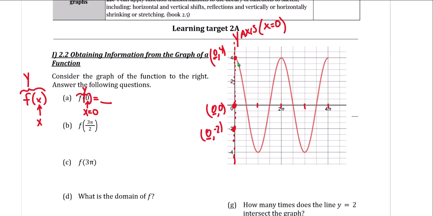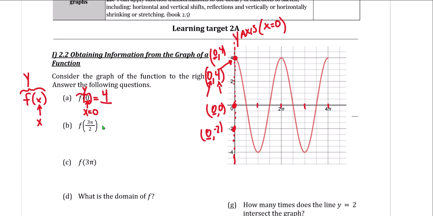And of course, this graph intersects that y-axis at this point right here. That is also known as the y-intercept of this function, and the y-intercept is 0, 4. So again, when x is 0, the output value, the y value, the f of 0 value is 4. The answer to this question is 4. Again, all we did is go to the point on the graph where x equals 0, and find out what the y value is at that point.